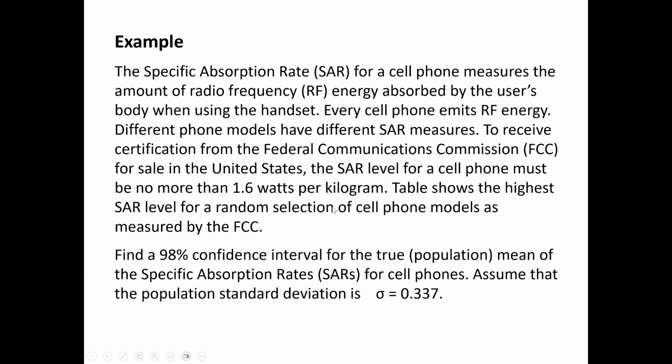The table on the next slide shows the highest SAR levels for a random selection of cell phones. Now, this data is pretty old, by the way. Find a 98% confidence interval for the true population mean of the specific absorption rates, SARs, for cell phones. Assume the population standard deviation is sigma equals 0.337. So I know I'm going to use a Z interval because they give me the population standard deviation. They tell me what sigma is.